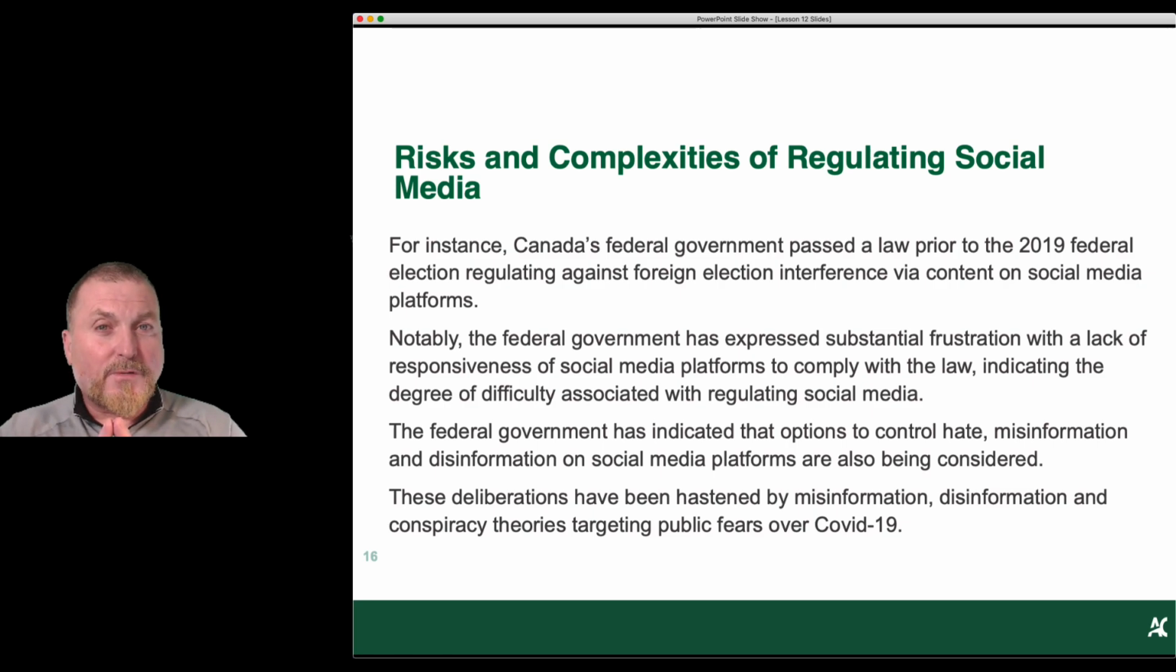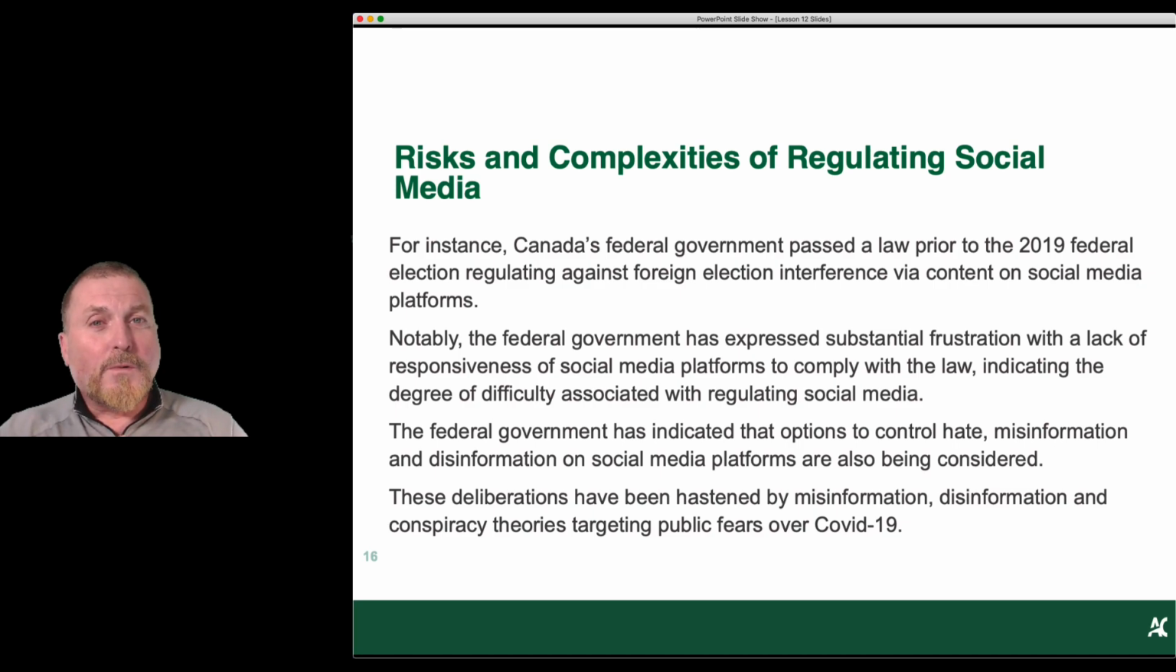And social media platforms who thrive on content are naturally reluctant to start removing content without careful consideration of their own strategic commercial interests. So presumably, if the government wanted to move further on this, it could, but it would have to bring in stricter penalties, right? But we're not going to get into that kind of detail. The federal government has indicated that options to control hate, misinformation, and disinformation on social media platforms are still being considered, despite the fact that the Prime Minister last year came out and said that we won't be regulating social media because it will set a bad example for authoritarian governments.